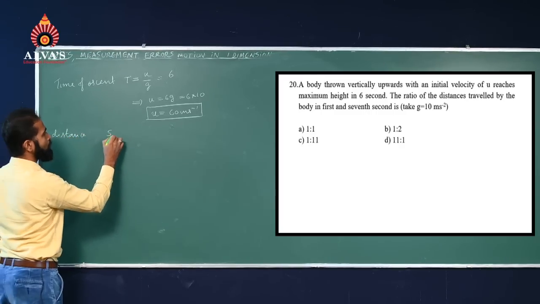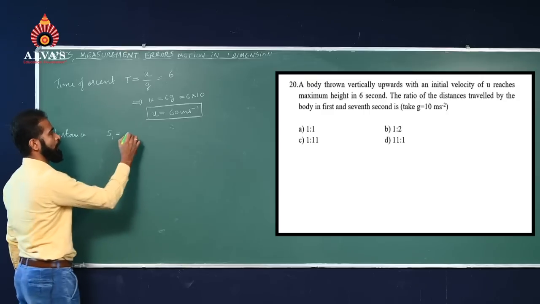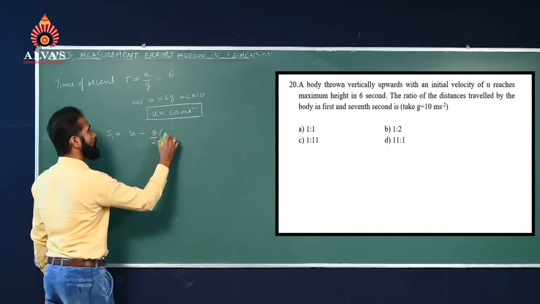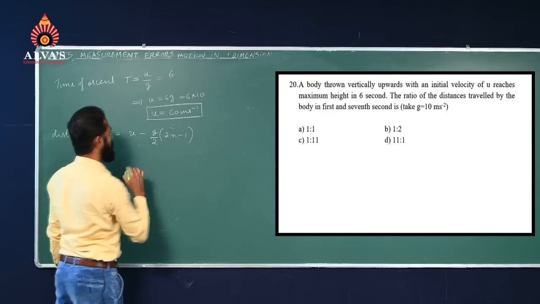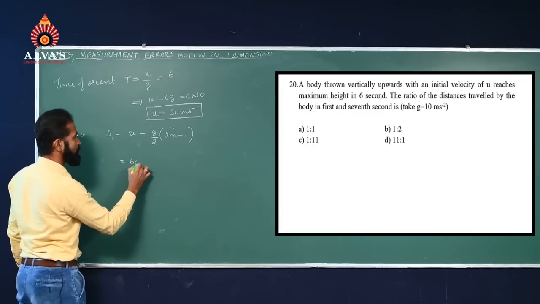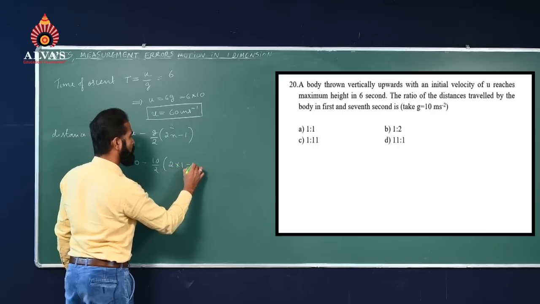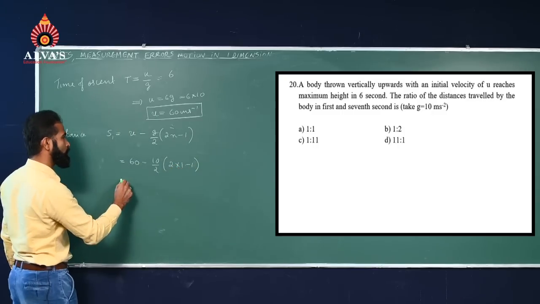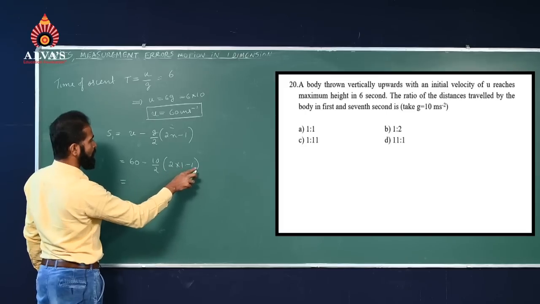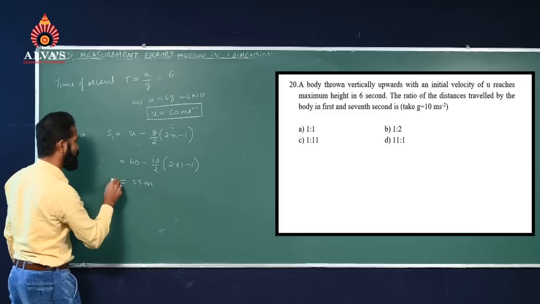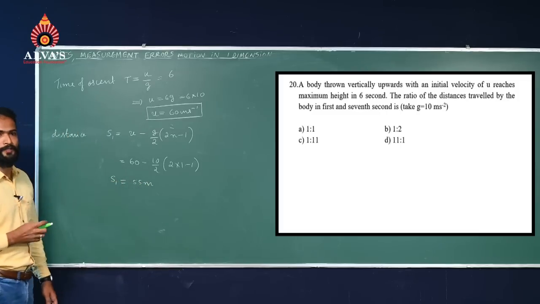So distance s1, we have distance traveled in the nth second. We have formula u minus g by 2, 2n minus 1. U we already calculated, 60 minus 10 by 2, 2 into 1 minus 1, that is 2 minus 1, 5. 60 minus 5 is going to give us 55 meter. That is the distance traveled in the first second.